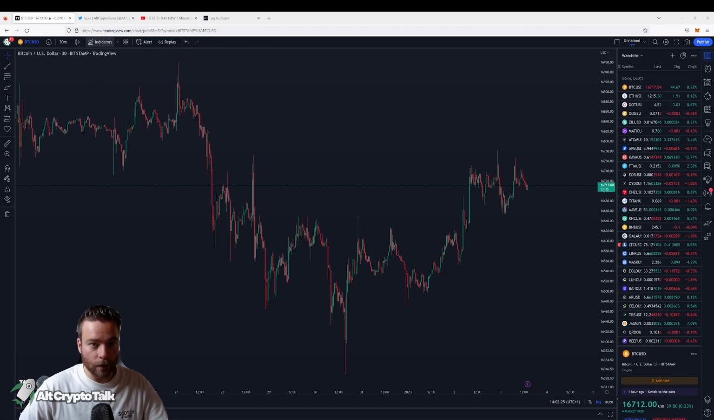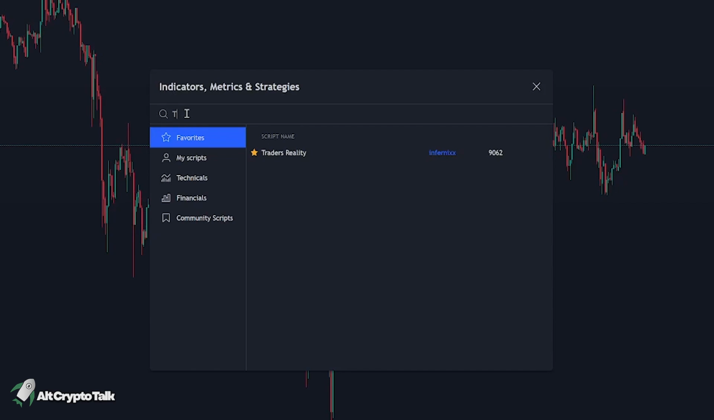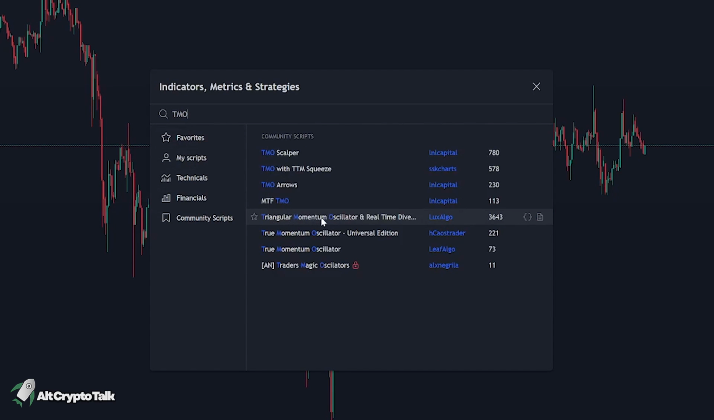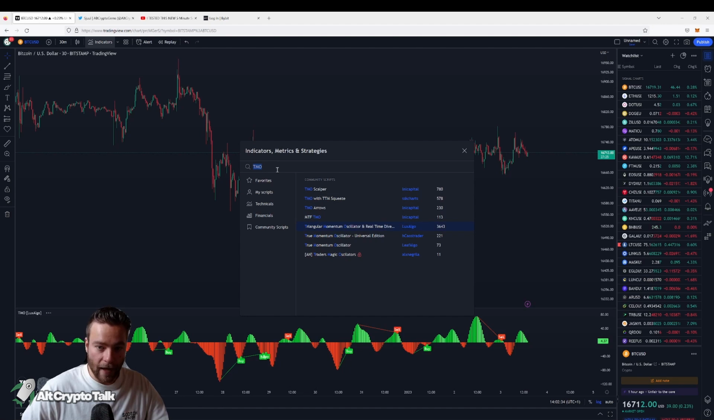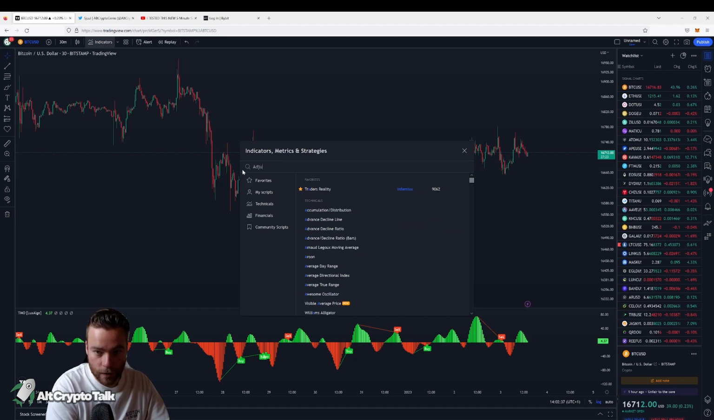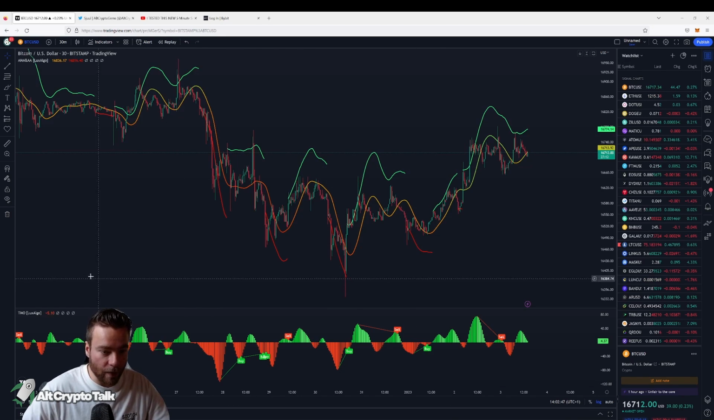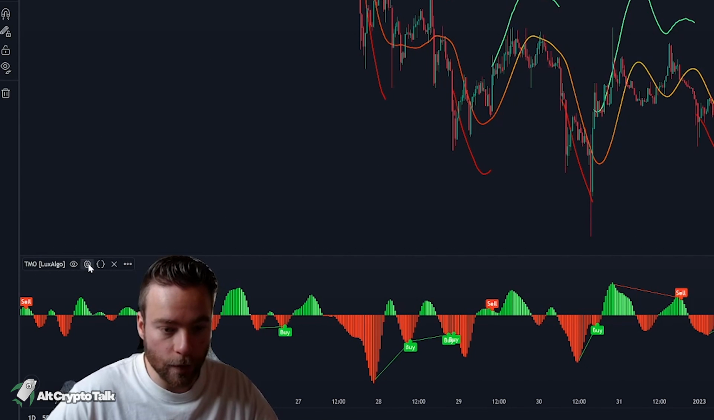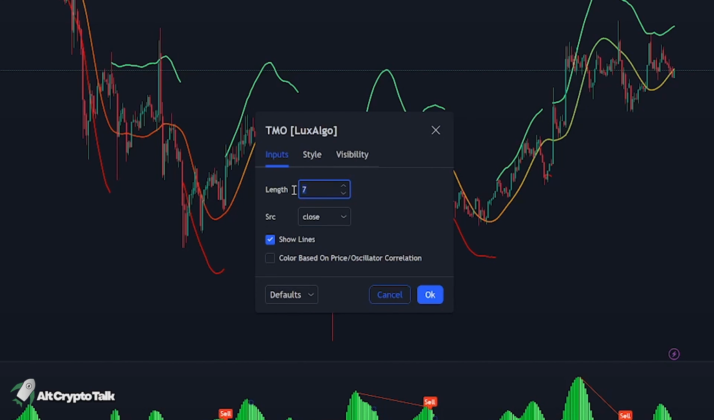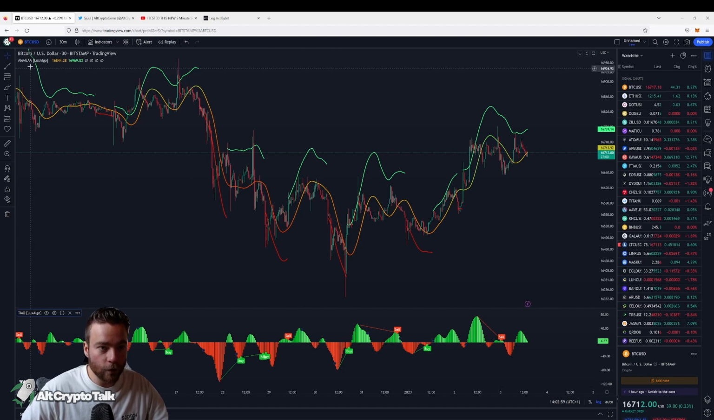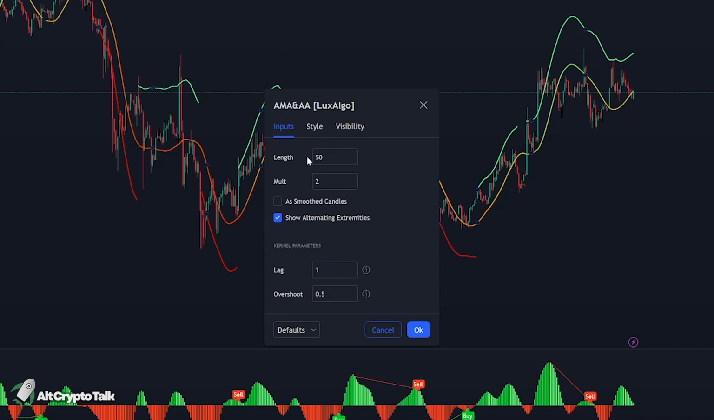Now to start, go to indicators and search for the TMO, or the Triangular Momentum Oscillator by LuxAlgo, and we're going to search for the Adjustable MA and click the Adjustable MA and Alternating Extremities by LuxAlgo as well. Now we're going to change a couple of settings. Go to the settings of the TMO and we're going to set the length to 7. This is probably 15 at default, but change this to 7. Then go to the settings of the AMA and change the length to 30 and click as smoothed candles.